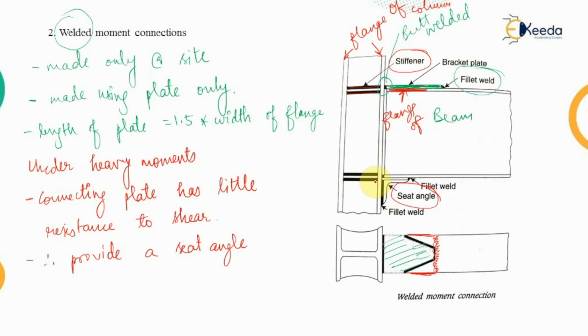Now in the next lecture, we will look at two different types of heavy moment connections for the bolted type. That is, one is the split beam connection, and the other one is the bracket type of connection. So thank you.